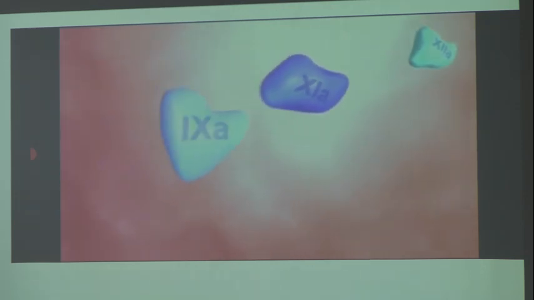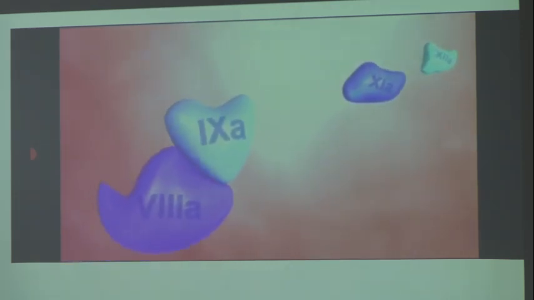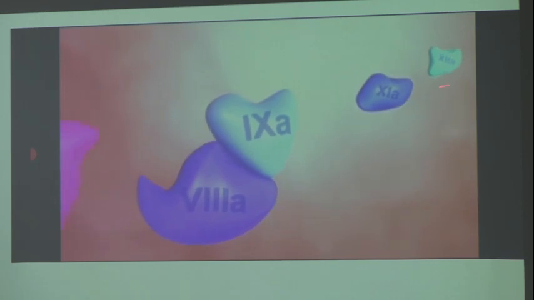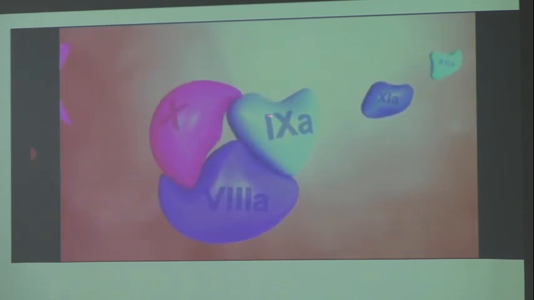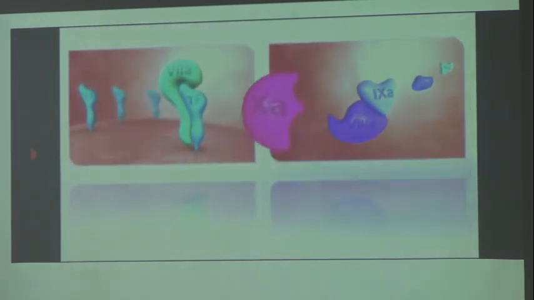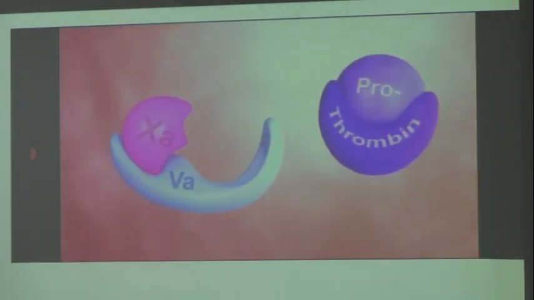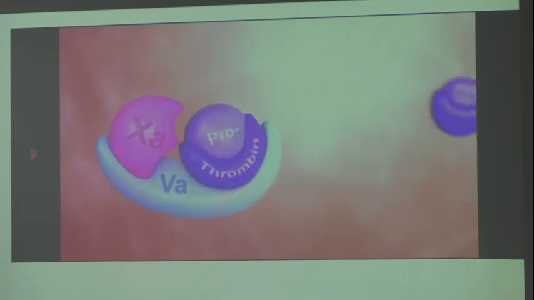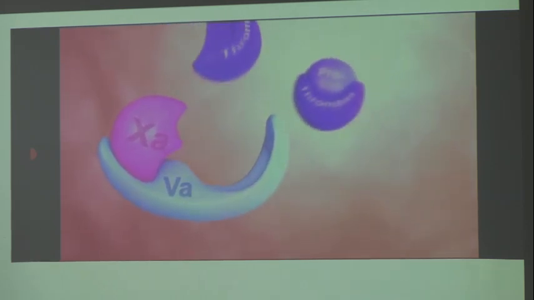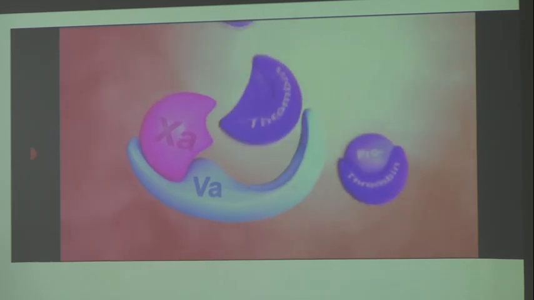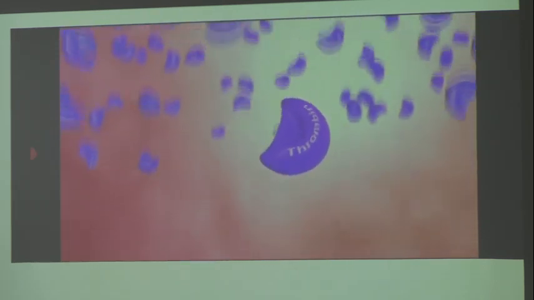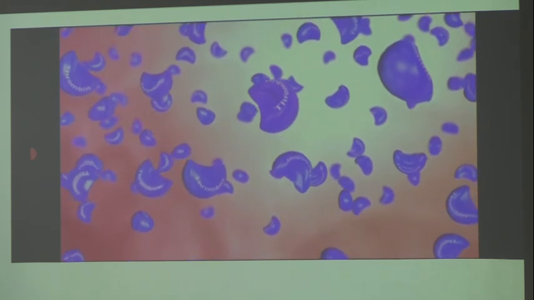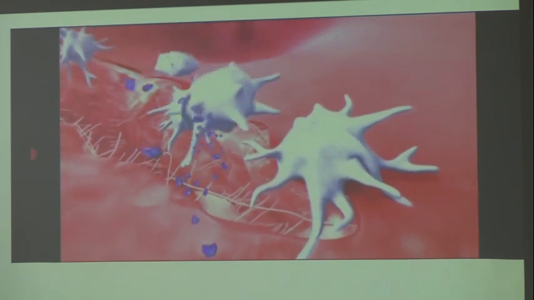Now this is the intrinsic path. Started with 12. Then it converted to 11A. Now 11A will convert 10 into 10A with the help of the 8A. Prothrombin, and one molecule of this 10A can convert about 1000 molecules of prothrombin into thrombin.